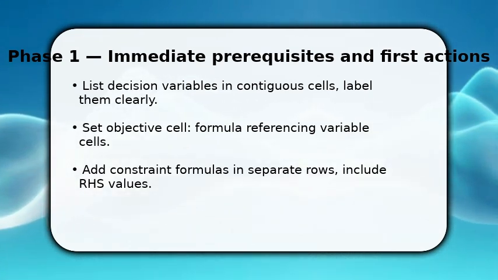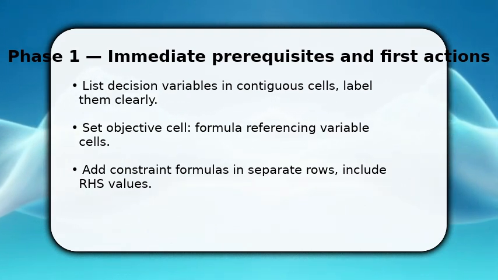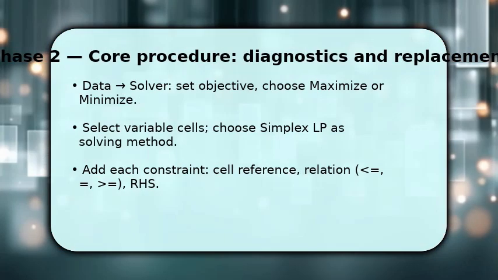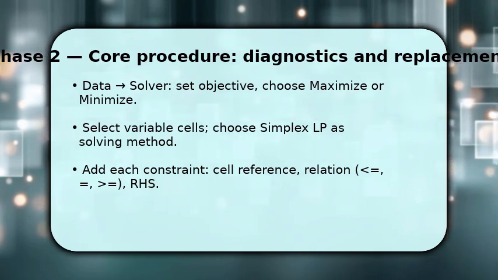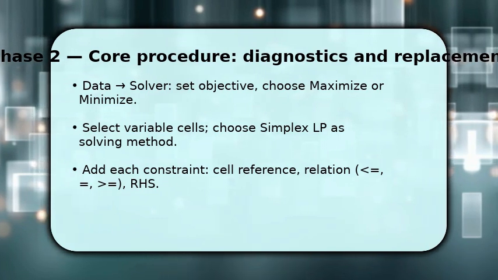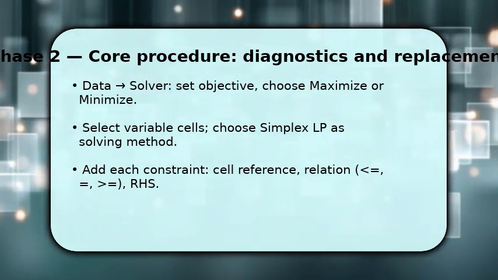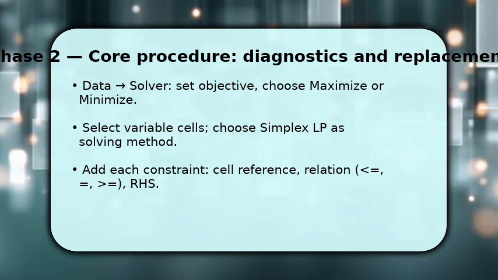Once done, make sure your model uses linear formulas, sums and constants, not nonlinear functions. This keeps Solver efficient. Now open Solver from the Data tab and point it to the objective cell. Choose Maximize, Minimize, or Target value as needed. Select the decision variable range so Solver knows what to change. Then choose the simplex LP solving method because it's efficient for linear programming.